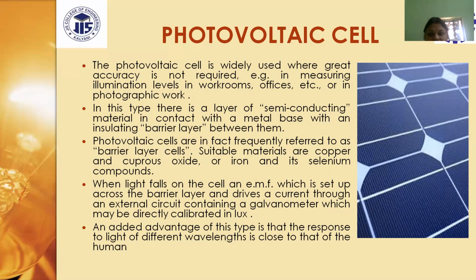When light falls on the cell, an EMF is set up across the barrier layer and drives a current through an external circuit containing a galvanometer, which may be directly calibrated in lux. An added advantage of this type is that the response to light of different wavelengths is close to that of the human eye.